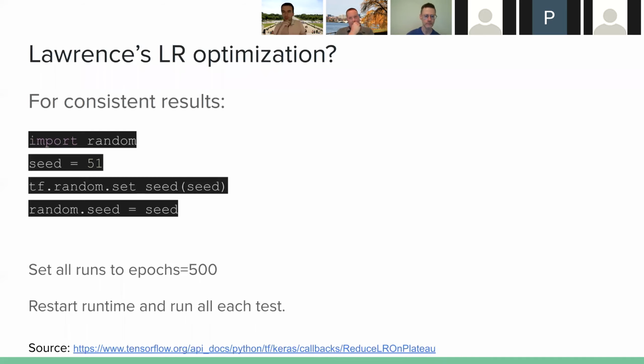So I think TensorFlow has its own seed as well, right? I don't think it's enough to just set the random seed or the NumPy seed. I think you also have to set the TF random seed, which I did here. And then restarting this runtime.